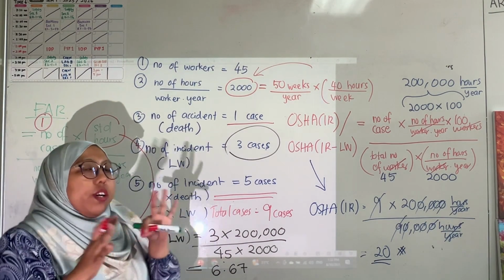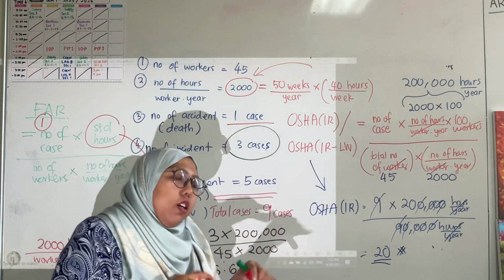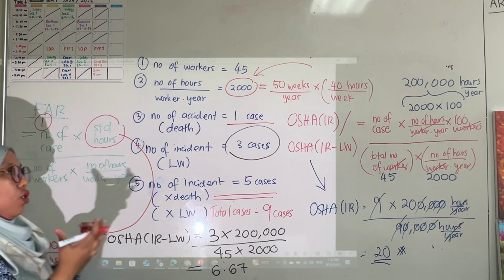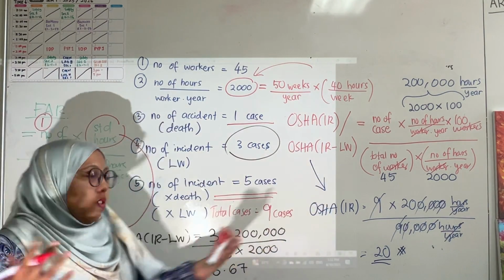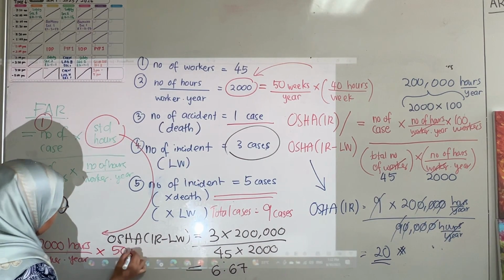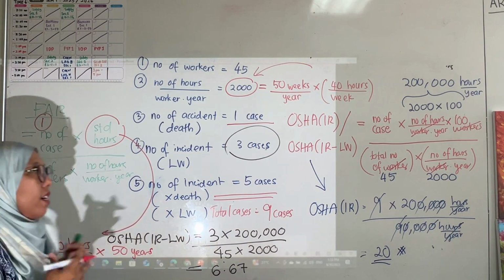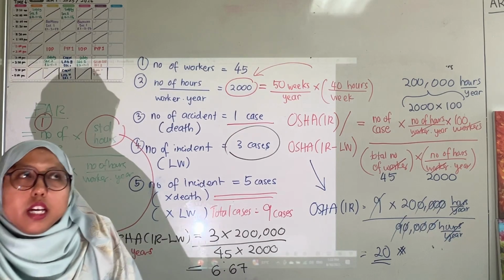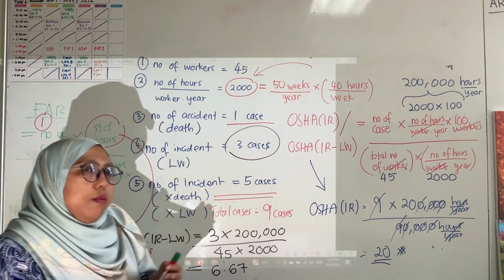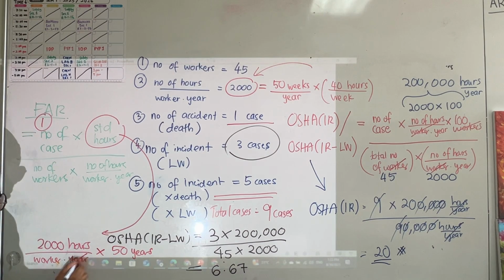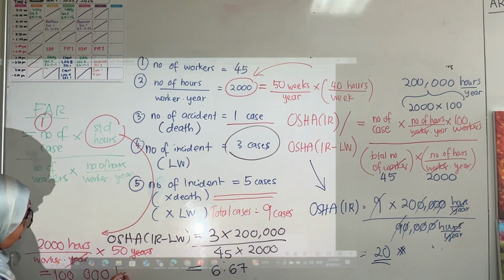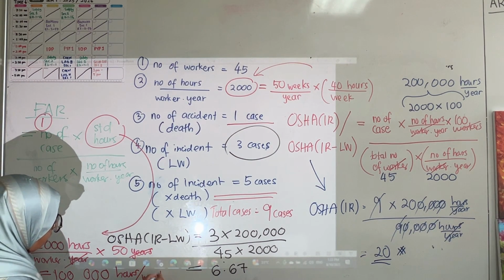So basically, based on the standard, in order to calculate FAR, we assume the duration of a lifetime, which is about 50 years. So one worker in a standard company, if it is for a lifetime, will work about 50 years. So you will get 100,000 hours per worker.